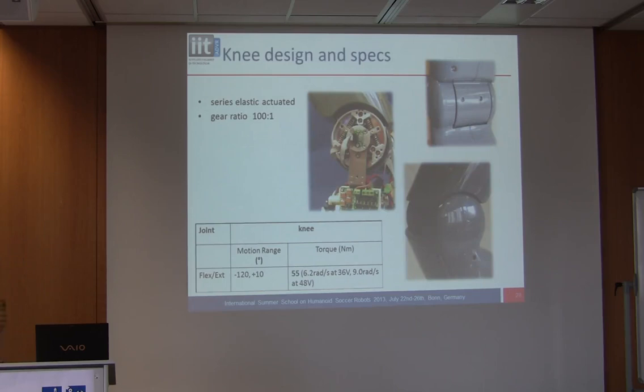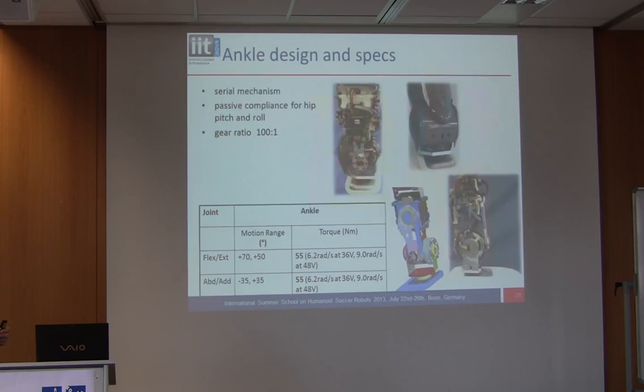So looking at the knee, here we see how it's implemented. The motor is placed directly on the knee joint. Here you can see the implementation of the springs. The performance is very, very similar to the other motors. Basically they are modular, so we use the same motor for every joint. We just shape it to fit inside the space at the joint. So the performance you get in terms of speed and torque is similar also for the joint.